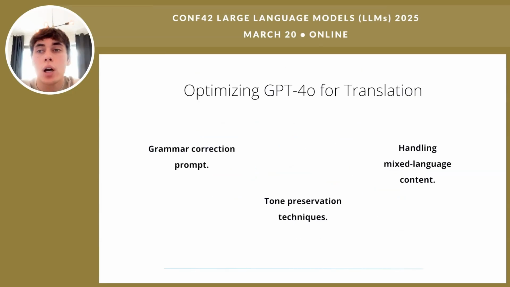In order to ensure high-quality translations, we use various techniques to fine-tune GPT-4o. This includes a grammar correction prompt to fix Whisper's output. Handling mixed language content: GPT-4o can translate text into Russian, so there are only Russian words. Tone preservation techniques: we ask GPT-4o to preserve the tone of the text while it translates into Russian.